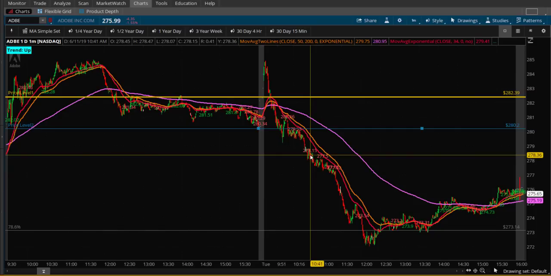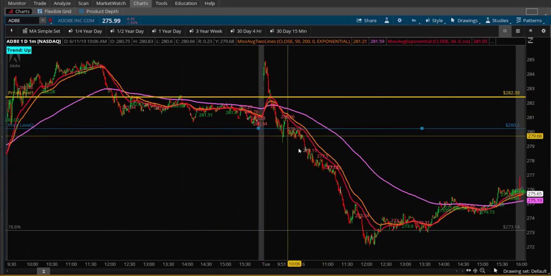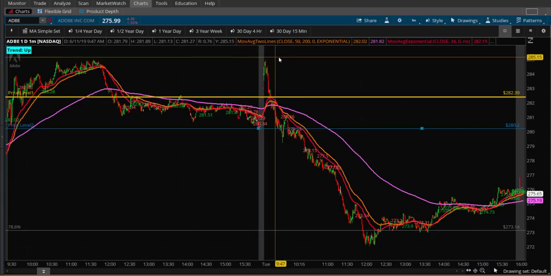So this is the breakout watch list strategy. This was an example of a short side breakout, but the top side would work exactly the same.